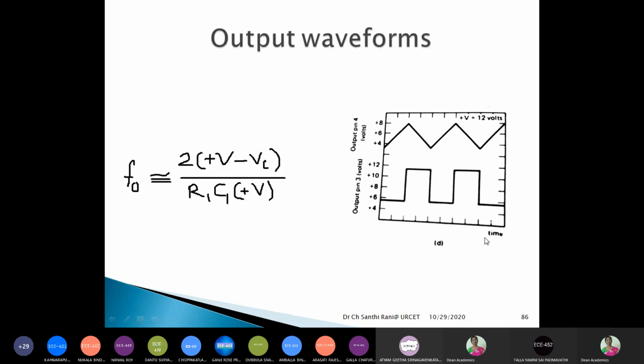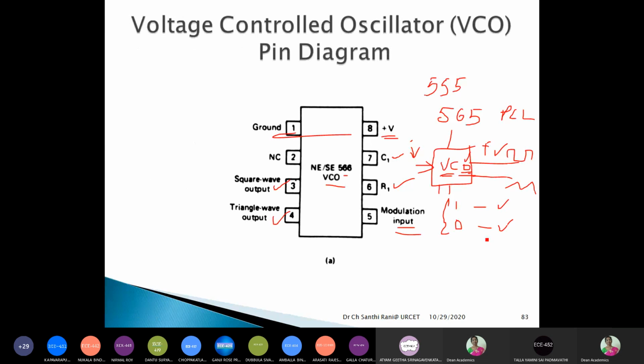So, what is pin number 2? Voltage supply is pin number 8. Okay. So, what is pin number 2? No connection. Very good. So that means I think you are able to learn the pin diagram of this 566.